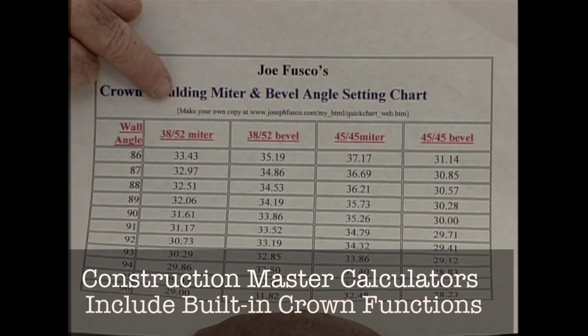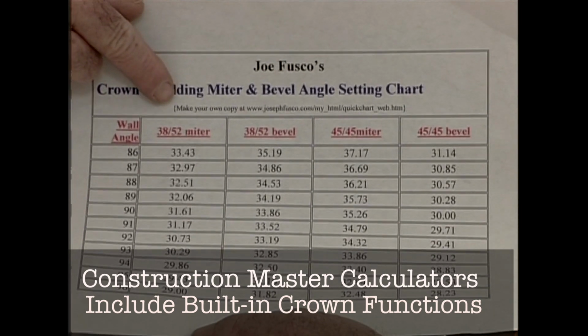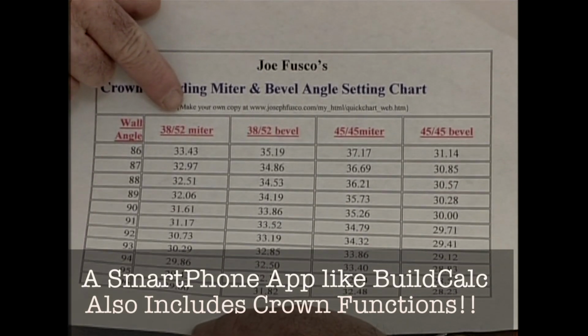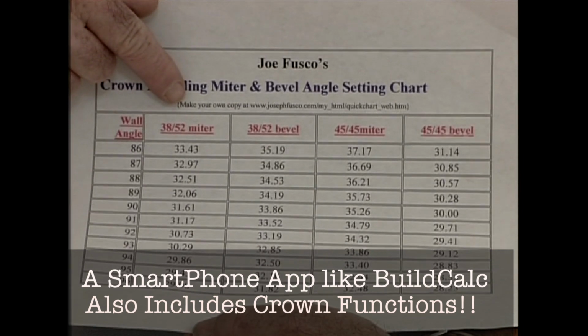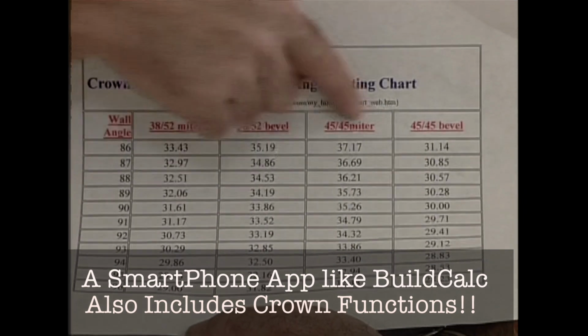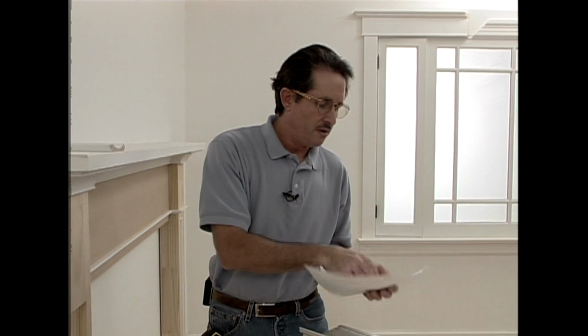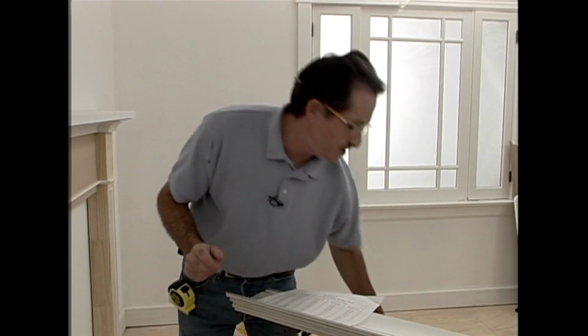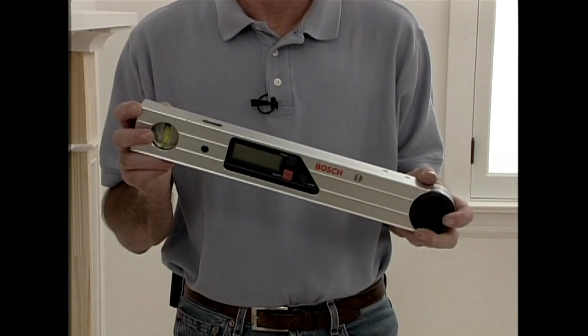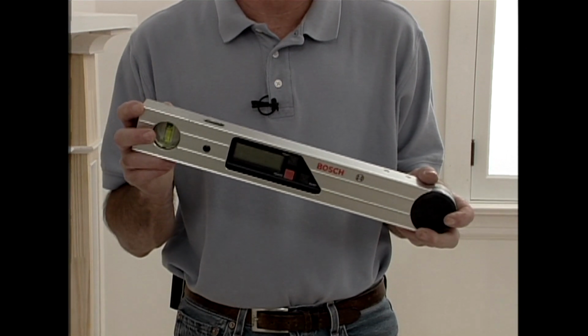The second two columns are for 38-degree crown molding. You notice that it says 52 up here. That's the angle that it drops from the ceiling, so don't let that confuse you. The last two columns over here are for 45-degree crown molding. There's another way to find the miter and bevel angles for crown molding, and it's a lot easier. These days, I use a Bosch angle finder. Let's go over to the mock-up and I'll show you how this is used.